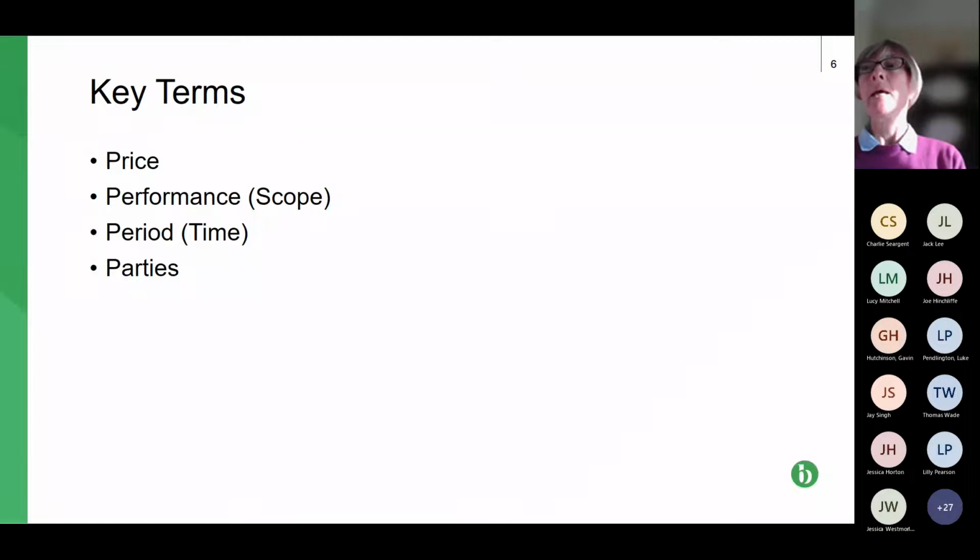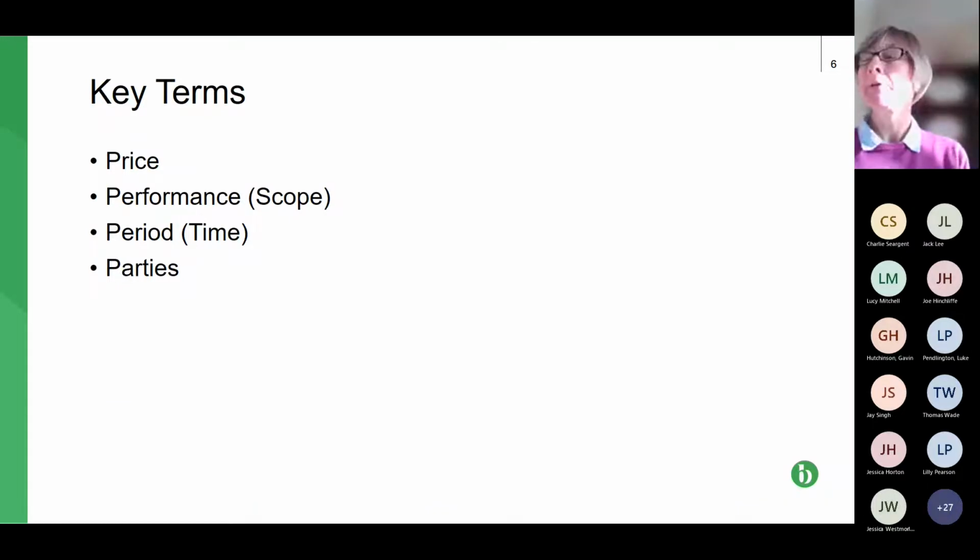So price, performance. So what we mean there is the scope of work. Performance, so the scope and the price go absolutely hand in hand. The parties have got to agree both of those. The period, so the time scales, again, really, really important.